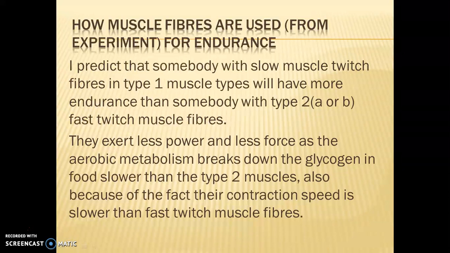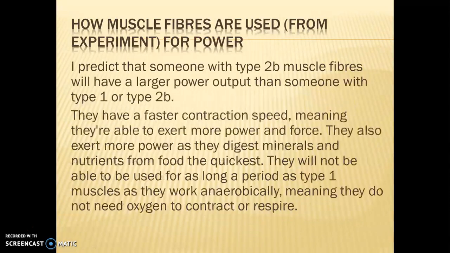Type 1 muscle fibers need oxygen to respire, whereas type 2 muscle fibers do not need oxygen to respire, as they're not constantly taking it in. Type 1 needs to take oxygen in to respire, meaning that they will not fatigue quicker, as the oxygen can be constantly supplied to the muscles.